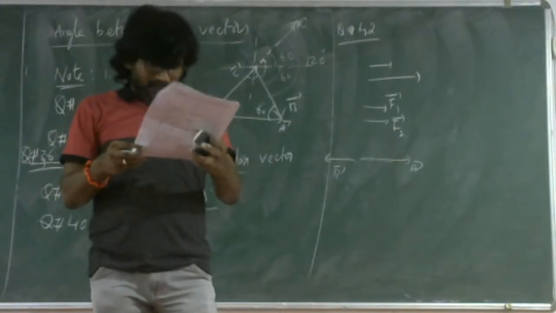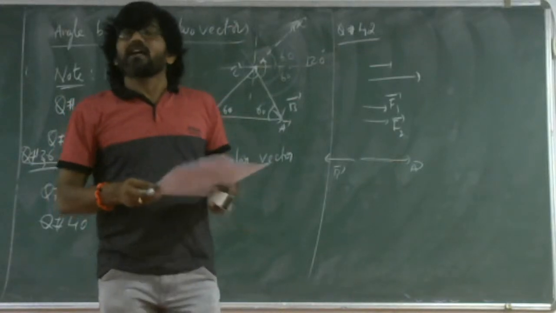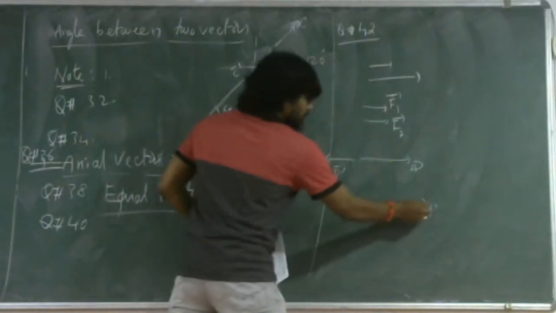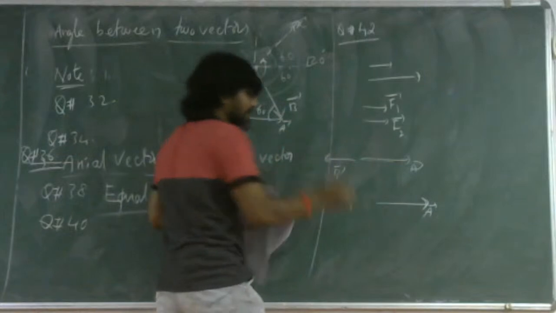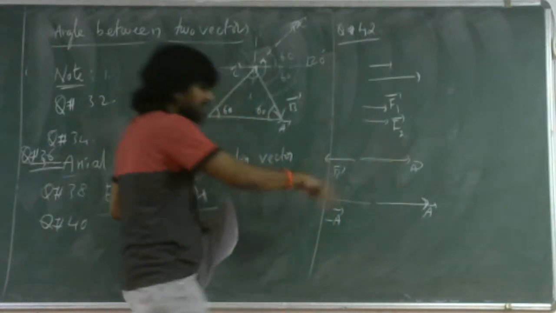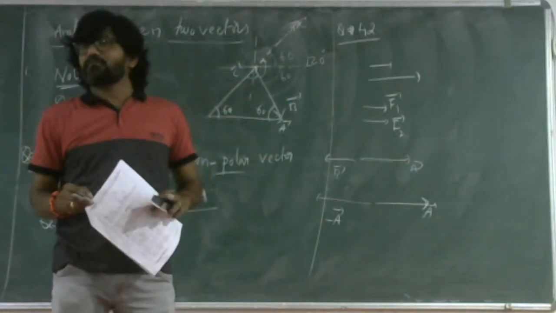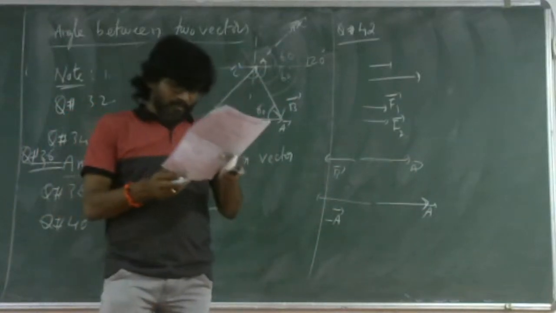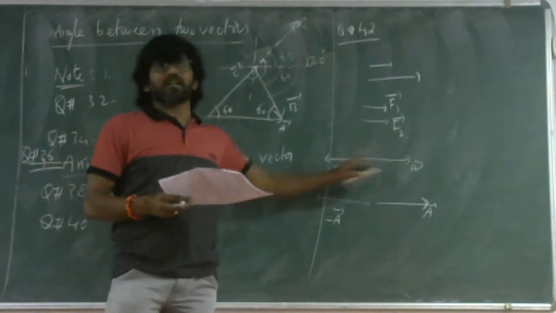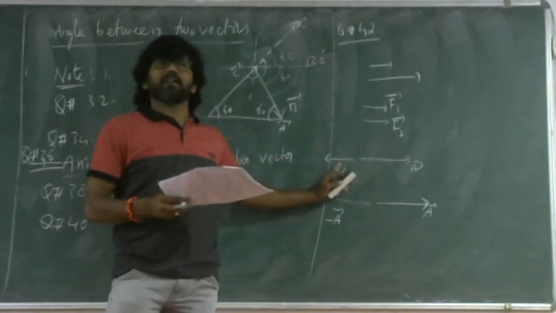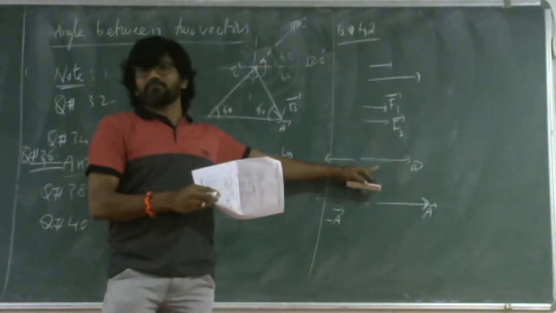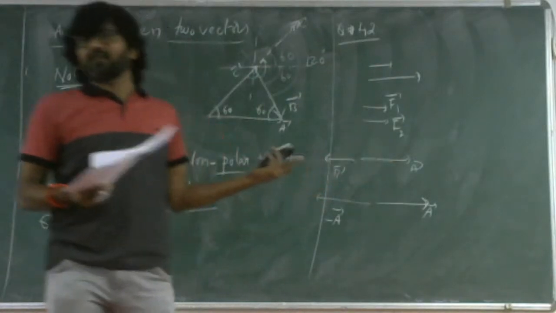Negative vector means, say for example, this is A vector. If you reverse the direction without changing the magnitude, then you can write minus A vector. Minus A vector is called the negative vector of A vector. Here, anti-parallel vectors: one can be in the negative direction, another in the positive direction. Both cannot be negative vectors. If both are in the negative direction, they are parallel vectors.